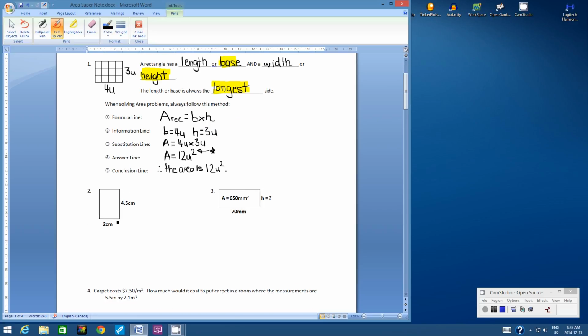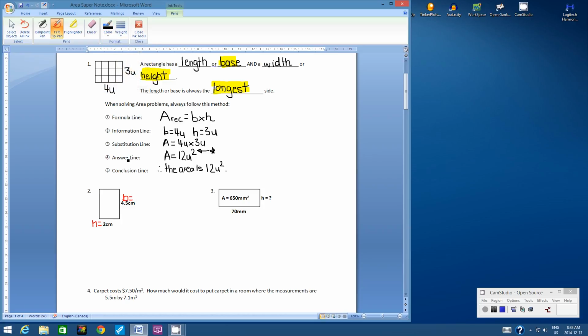Example 2, we're given a diagram. One measurement is 2 centimeters, one measurement is 4.5 centimeters. So which one would be the base? Well, the base is always the longest side. So let's write here, base equals 4.5 centimeters, and therefore the other measurement must be the height. Now, it doesn't matter which measurement lies on the vertical axis or the horizontal axis. Just follow the rule that the longest side is always going to be the base.